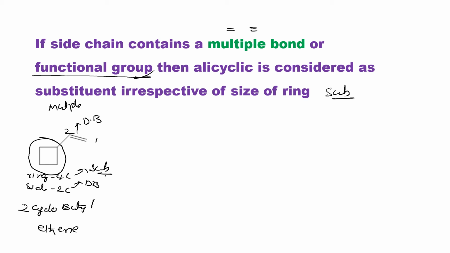So here the ring was attached at the second position. That's why I have written here 2-cyclobutyl ethene. Whereas coming to the next one, here a double bond is there, and here a functional group is there. That functional group is nothing but a ketone.